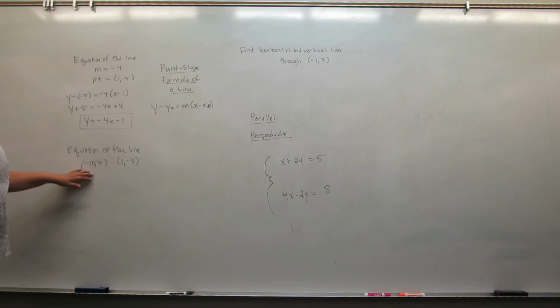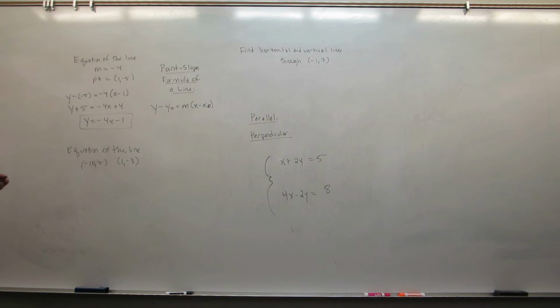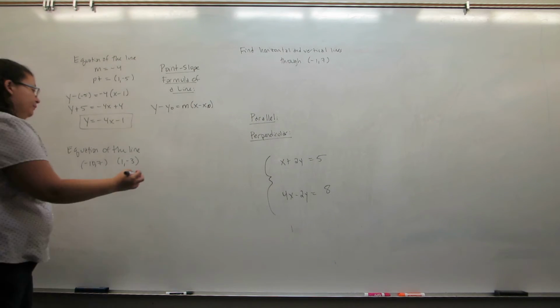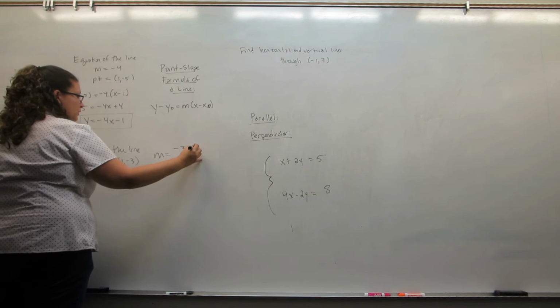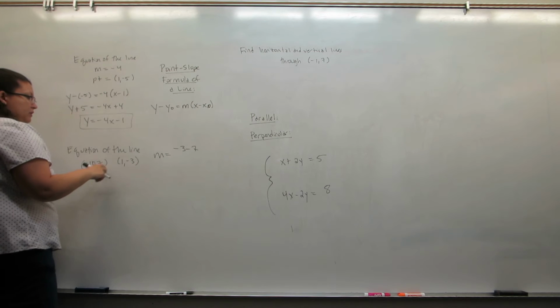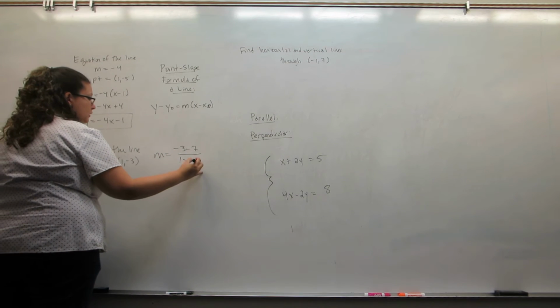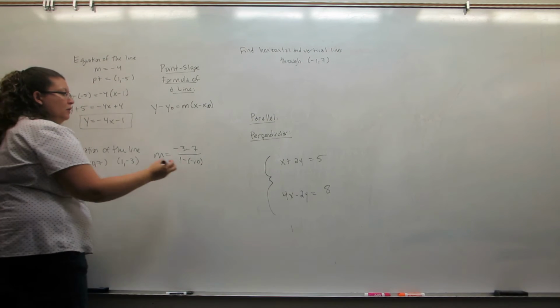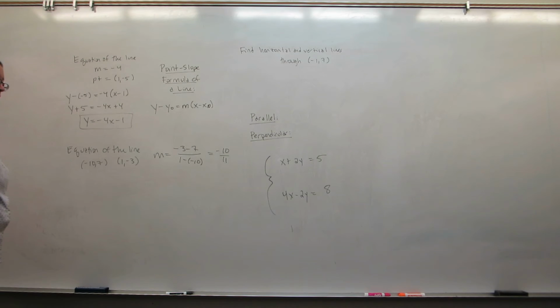Okay. More often, you are asked to find the equation of a line between 2 points. The first step is, of course, to find the slope. So the slope between these 2 points is (-3 - 7) over (1 - (-10)). This is -10/11.